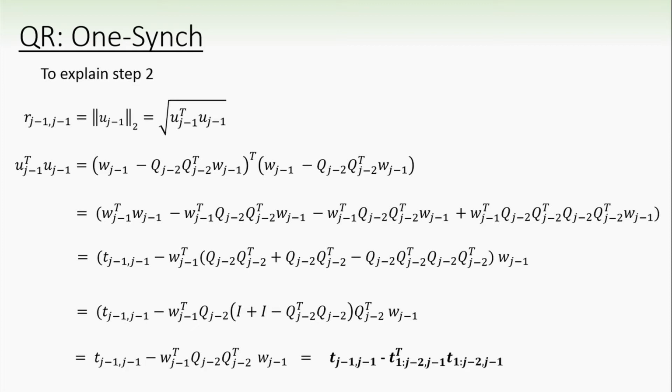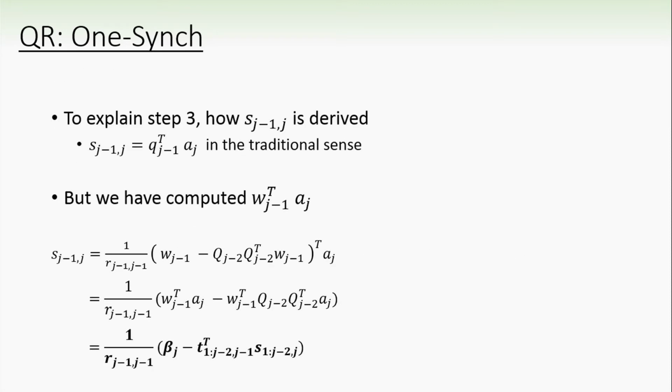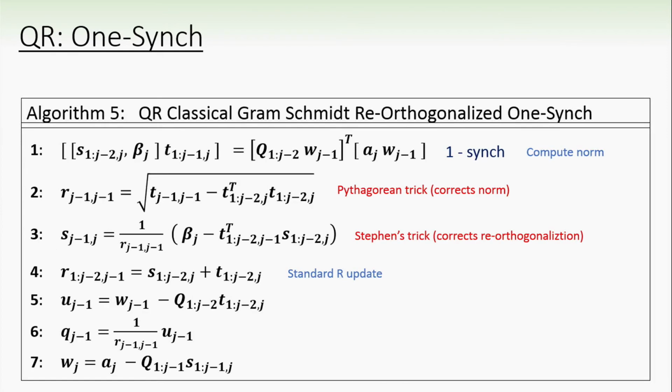And then the last step is to discuss how we come to step 3. This is what we call Stephen's trick, actually. So S_{j-1,j}, just the single element, is usually this inner product. Once you unroll and use the definition of what Qj is, we can easily recapture this with what we do in 1-sync. We compute Q_{j-2} transpose W_{j-1}, but we just take the transpose of that. That's these first 2 right here, which ends up being that T factor. And we already have the S_{1:j-2} as well. So it's actually not too bad to catch up, which gives us Stephen's trick and also the Pythagorean trick.